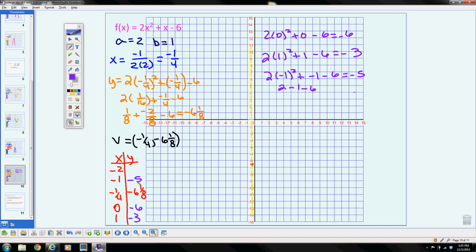Then we're going to try the negative 2. That's going to be 2 times negative 2 squared plus a negative 2 minus 6. Negative 2 squared is 4. So I'm going to have 2 times 4 plus a negative 8. And 8 plus negative 8 is 0. So this one is going to be 0. So let's plot all our points after I erase this.